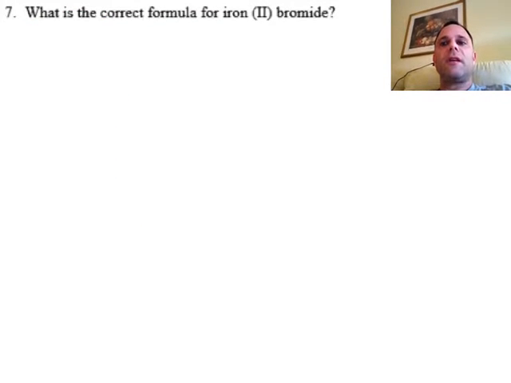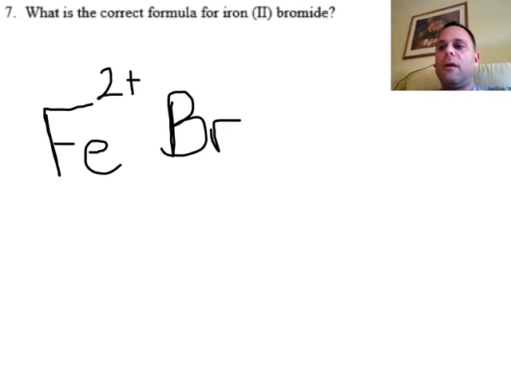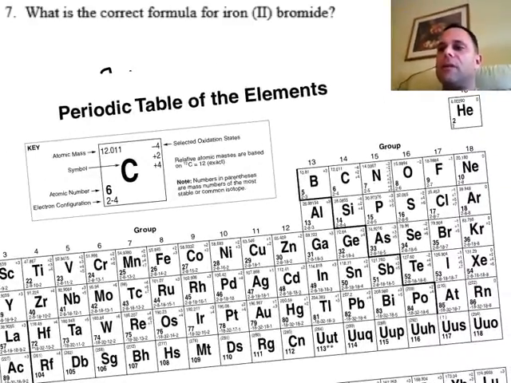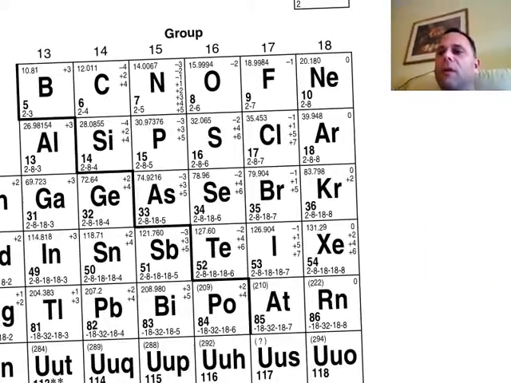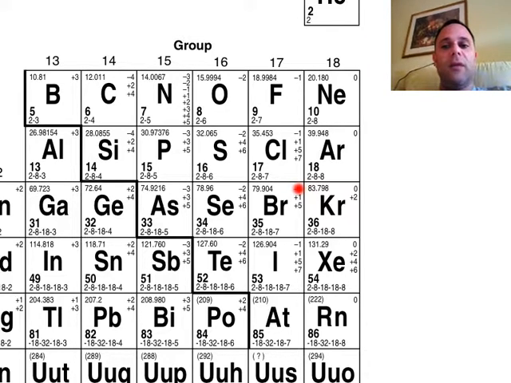And last, question 7. What is the correct formula for iron 2 bromide? Focus on that 2, because that 2 is telling me something very important. It is telling me that the iron is the +2 form of iron. And bromide. What is the likely ion that's going to form from bromine? Let's take a look at its oxidation number. Well, when it ionizes so that it can bond with iron, it is likely to become this -1.